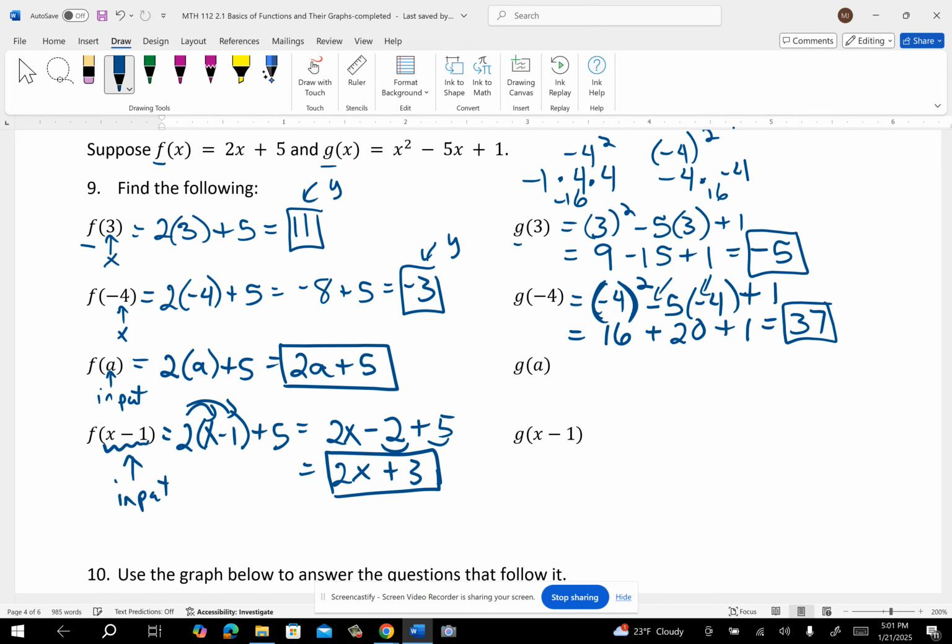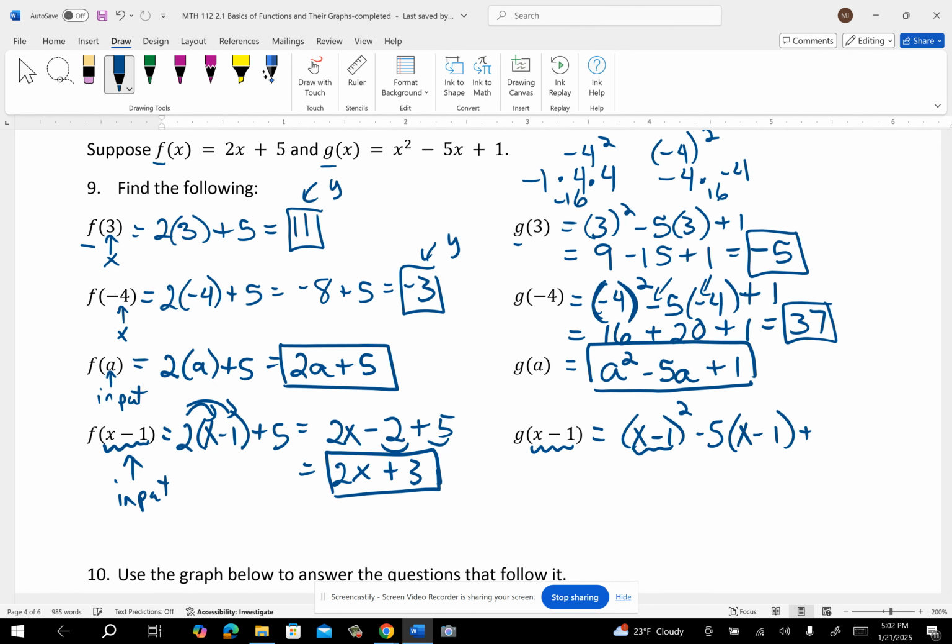All right, if I plug in a, I'm just going to replace the x with an a, and I just wind up with that rule. And that would be as good as it gets. Those aren't like terms that can be combined. And then if I put in x minus 1 everywhere, if that's my new input, I put it in place of my x. I'm going to square that, do minus 5 times my input plus 1.